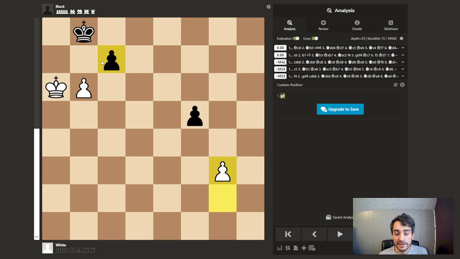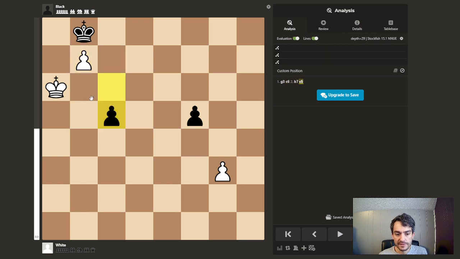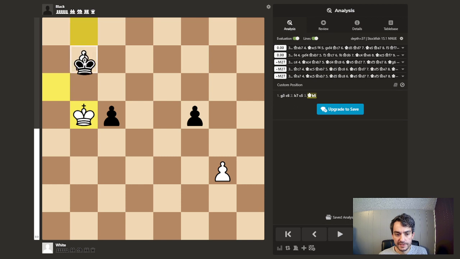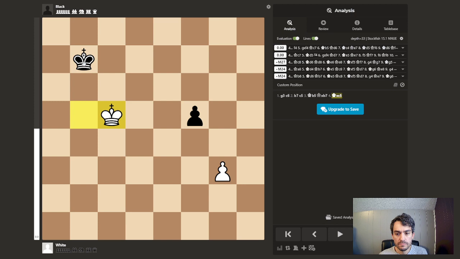Okay, so you can move the king, but then apparently this move that I looked at also draws. I thought it didn't after b7, c5, king b5, king takes. So I looked at all of this. Oh, right.